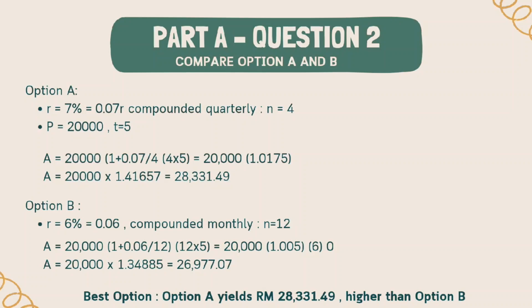So in conclusion, the best option was A because it yielded 28,331 ringgit and 49 cent.